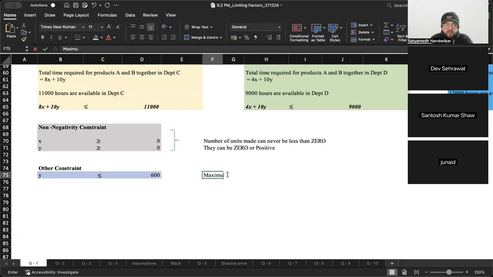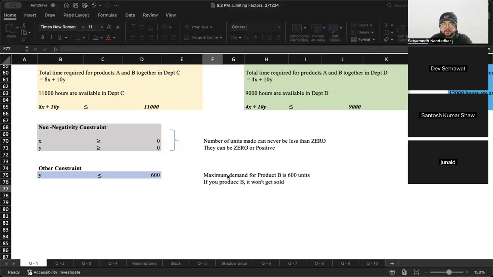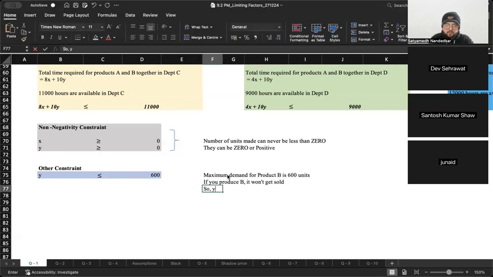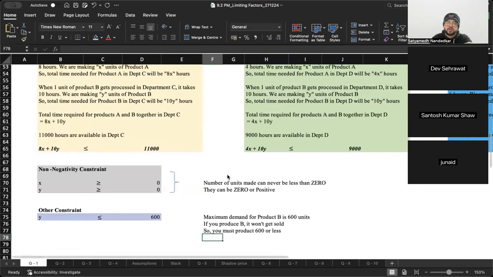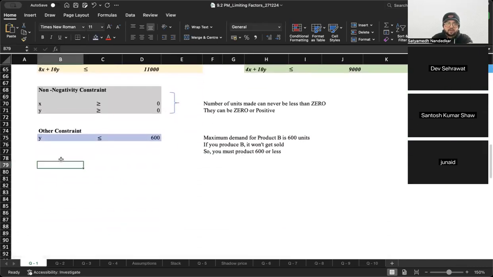It says maximum demand for product B is 600 units, which means if you produce more, it won't get sold. It will get wasted. So you must produce 600 or less. You cannot produce more than that. Now let's write down all the constraints. List of constraints.